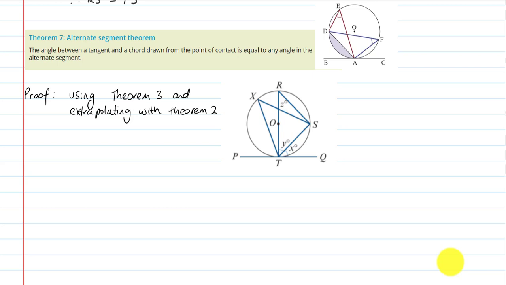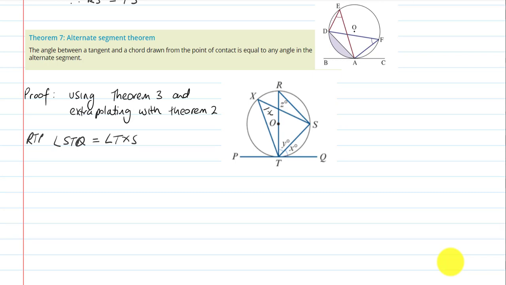So the angle between the tangent PQ and the chord TS, that's X, is equal to the alternate angle inside that segment, which is here. We want to show that X is equal to X. We're required to prove that angle STQ is equal to angle TXS, irrespective of the PQ and TS that you draw.